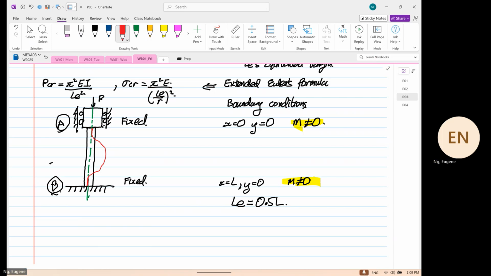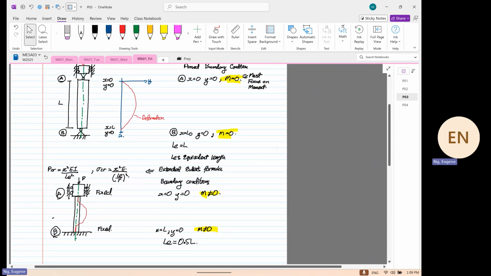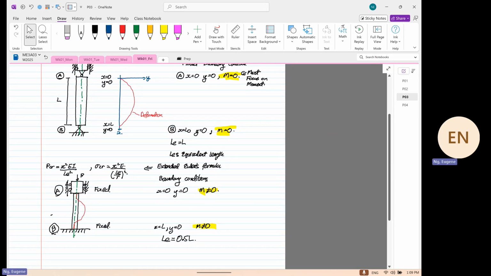Okay. So you can see when LE is equal to 0.5, what does it mean? So that's where you can see the buckling is not dependent on just the length, not just dependent on the cross-sectional area, but dependent on how your structure is held. Now, be clear. That is more important than anything.